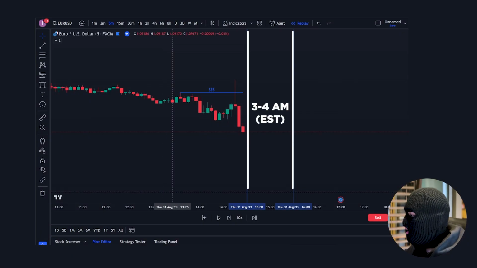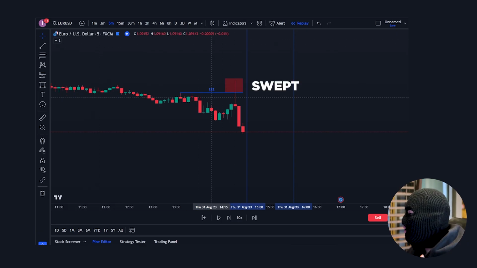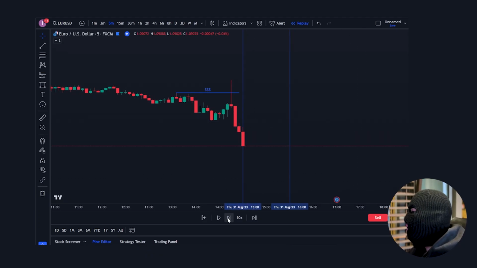First, let's take a look at the 3 to 4 AM EST silver bullet. On the 5-minute Euro US dollar chart, price swept the liquidity on the upside before aggressively pushing down, breaking previous structure highs. Next, we wait for the silver bullet hour to start.